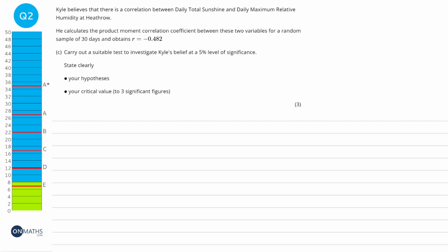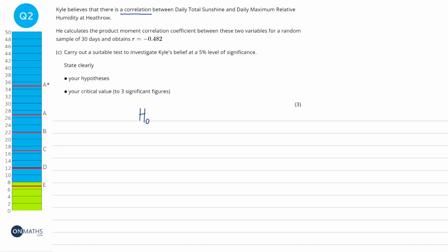So in this question we have to come up with a hypothesis, and we also need to find the critical value, and then we need to carry out the test. So we're told that Carl believes there is a correlation between the two variables. Now that's really important. He's not saying that he thinks it's a positive or a negative correlation, that there just is a correlation. So we can do the hypothesis quite straightforwardly.